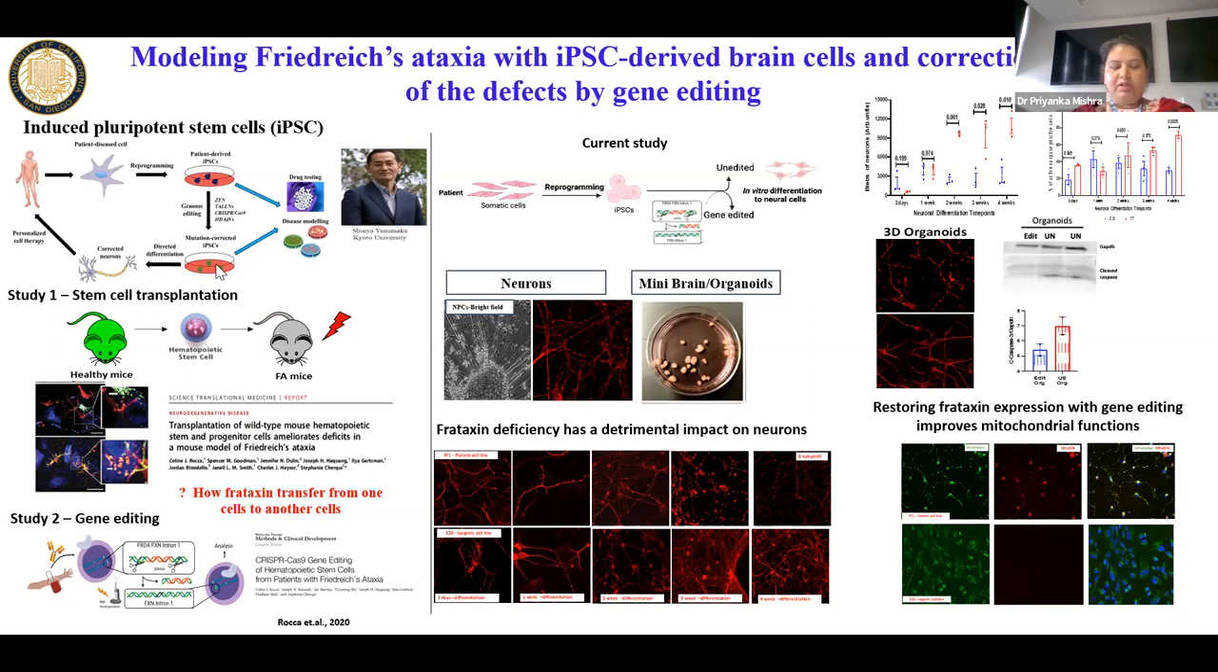From our lab, we did two studies. One is a stem cell transplantation. In this study, we show that transplantation of wild-type hematopoietic stem cells into the Friedreich ataxia YG8R mice rescued the phenotype, and we see that the transplanted healthy cells transfer frataxin to the disease cells. So the question for us now is how the frataxin is transferred. What is the mechanism of transferring frataxin from the healthy HSPC cells to the neuron? The first study showed the potential of allogeneic stem cell transplantation.